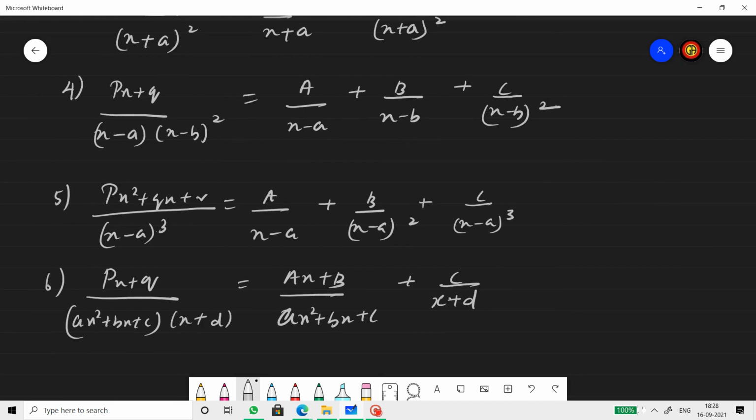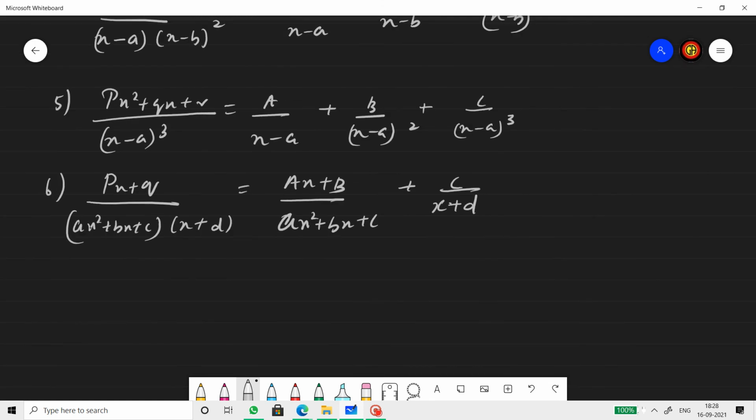And the next one, if it is a whole cube. If it's a whole cube, just like square, a by (x minus a), b by (x minus a) the whole square, c by (x minus a) the whole cube. Last but not the least, the last type is where you get a quadratic equation, but this one is non-factorizable.